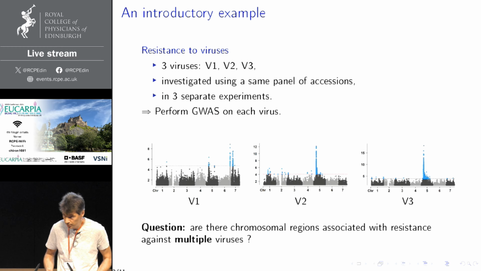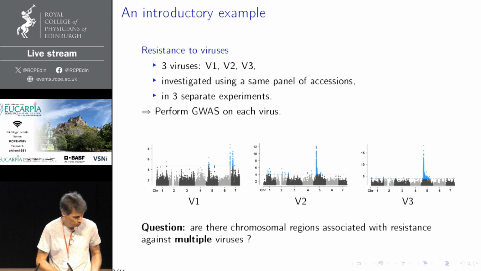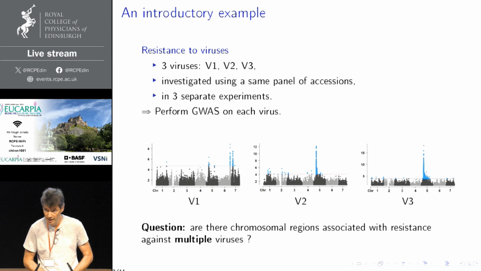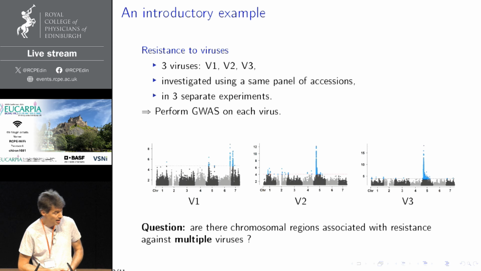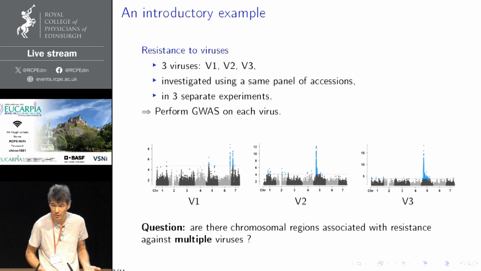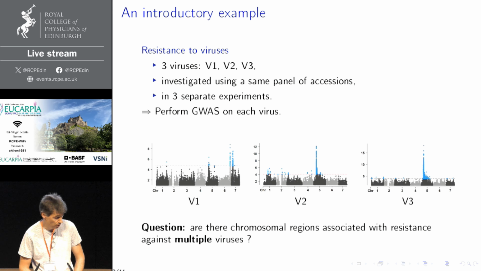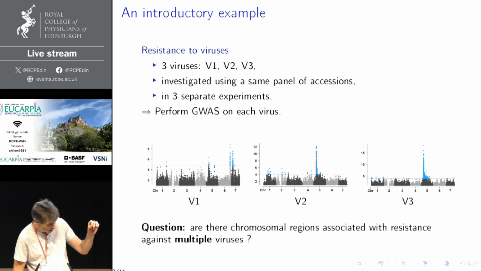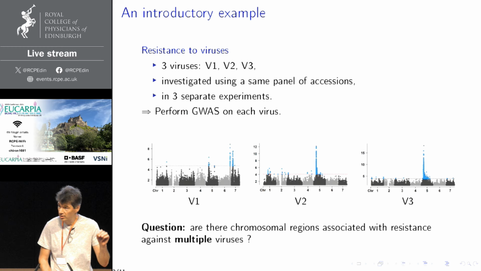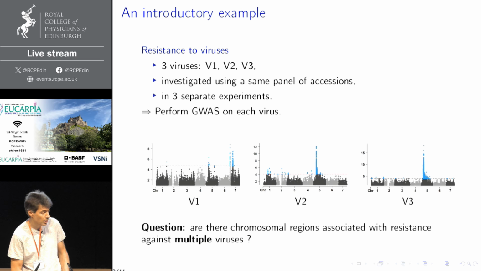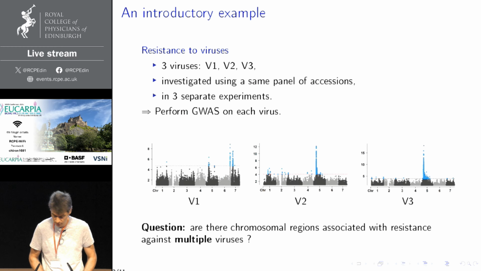So once we have the phenotypes, we also have, I assume, the genotypes. We can perform GWAS analysis for each of the 3 viruses, and then we get this nice Manhattan plot that we have here. So what you can observe here is a different landscape of resistance for the different viruses. But what you can also observe is that on chromosome 5, there is a peak that seems to be at the same place for the 3 different viruses. So this raises the following question: are there chromosomal regions that are associated with resistance against multiple viruses?